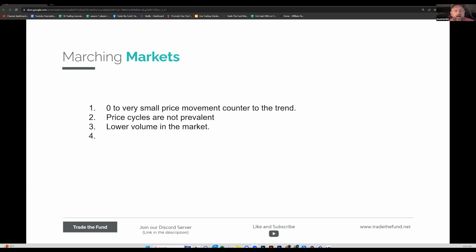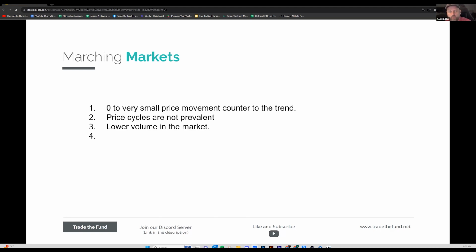All right. In the marching market, you'll observe a zero to very, very small price movement counter to the trend, right? So we've identified that our marching market will just continue to go up and maybe not counter trend, as if the market has picked a direction and is just sticking to it with only minor deviations. You won't see many significant pullbacks or reversals. And our second KPI is the absence or low prevalence of price cycles. Instead of peaks and troughs, you'll see consistent and prolonged movements in just one direction.